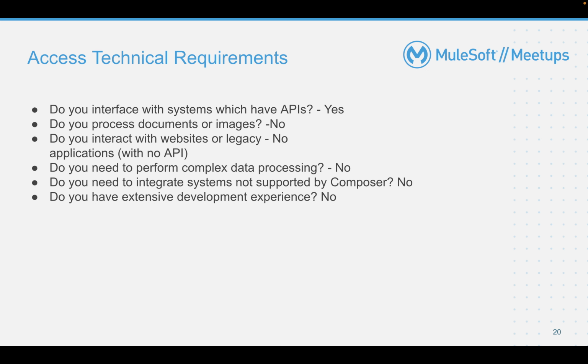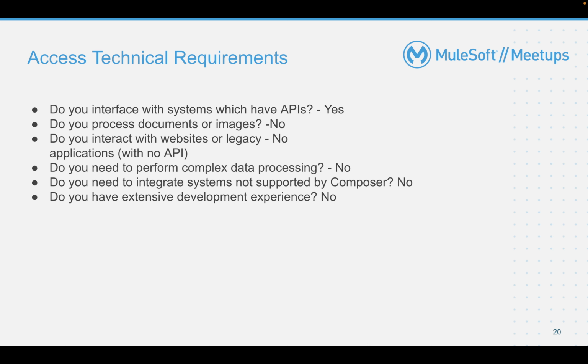Second thing, do you process documents or images? No. Currently, I'm not processing any documents or images. Third thing, do you interact with websites or legacies? No. If this was legacy applications which have no API exposed, then I would have used MuleSoft RPA, because RPA doesn't require an API interface. You need to have a dedicated VM for these RPA bots to run, and with the help of RPA Manager, you can also monitor and check if there are any errors in the MuleSoft RPA bot processes.